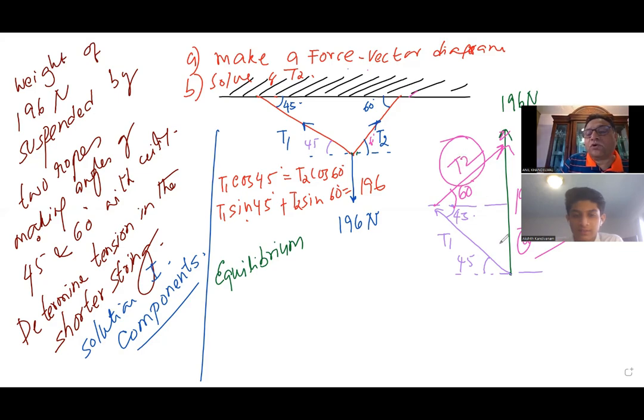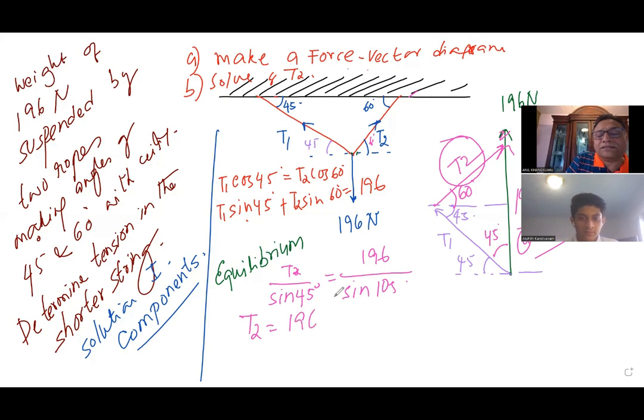So T2 over this angle, which happens to be 45 degrees, correct? Big triangle. So T2 over sine of 45 degrees, which is 1 over square root 2, is equal to 196 over sine of 105. So T2 is equal to 196 times sine 45 degrees divided by sine of 105 degrees. What do you get? 143.57.